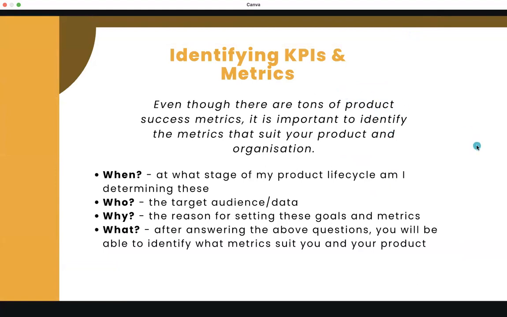Right. So as a product manager, you want to identify your KPIs and metrics. Even though there are tons of product success metrics out there, it's important for you to identify the ones that suit your product and your organization. These questions will help you know which ones you really need to go for. At what stage of my product's life cycle am I determining these metrics? Is it before you launch, before you start developing, while you're developing, or after you've launched your product? You want to know at what stage you're determining this.